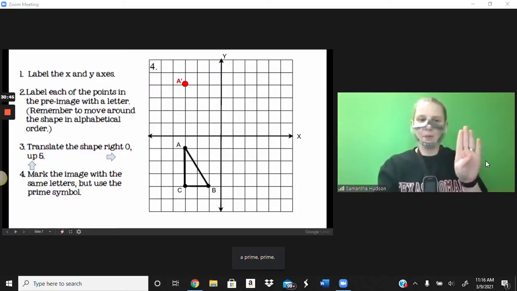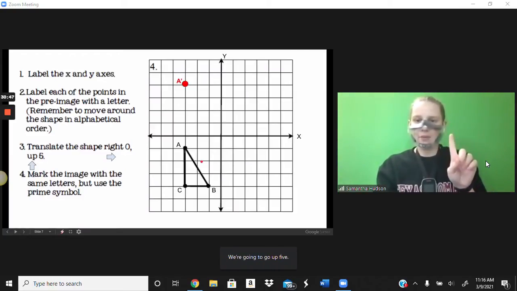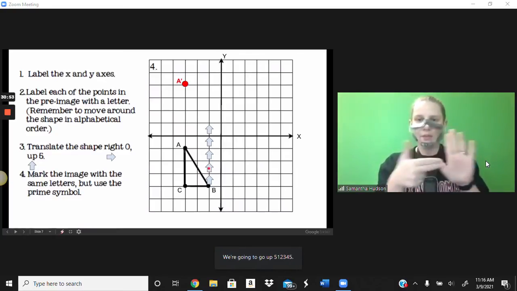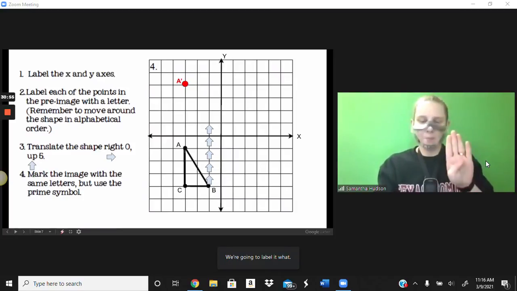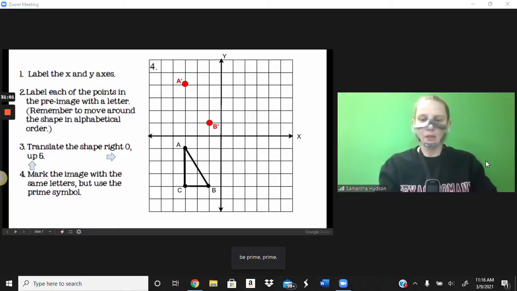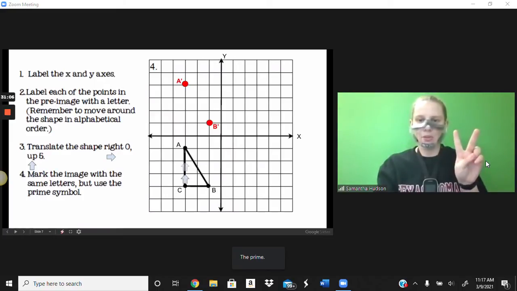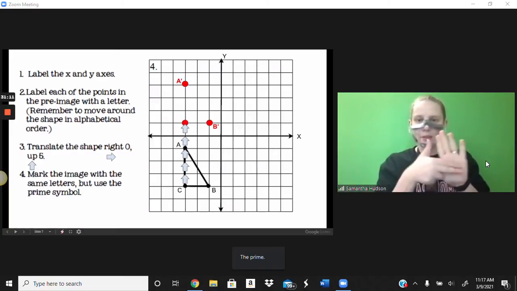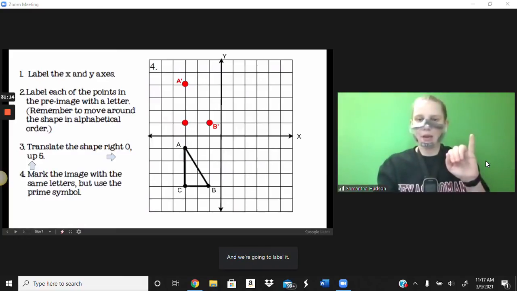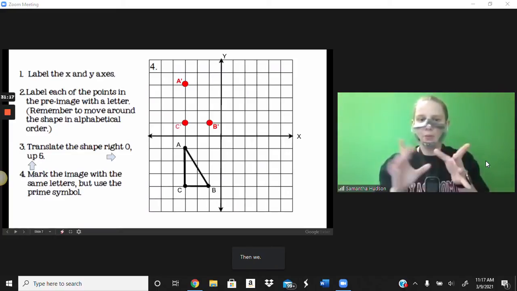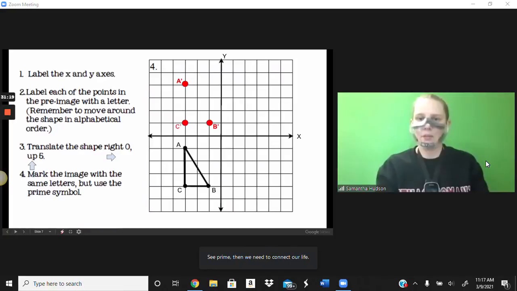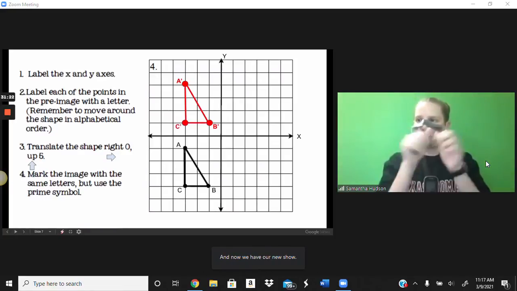Okay. Then we're going to go to B. We're going to go up 5. 1, 2, 3, 4, 5. And we're going to label it what? B prime. And then last we have C. We're going to go up 5. 1, 2, 3, 4, 5. Put our point. And we're going to label it C prime. Then we need to connect our lines. And now we have our new shape.